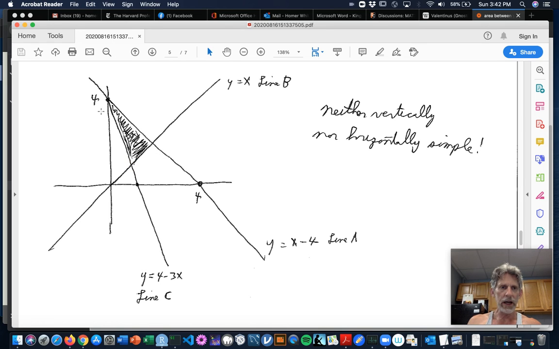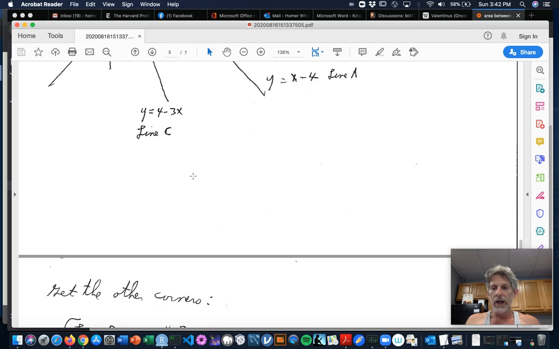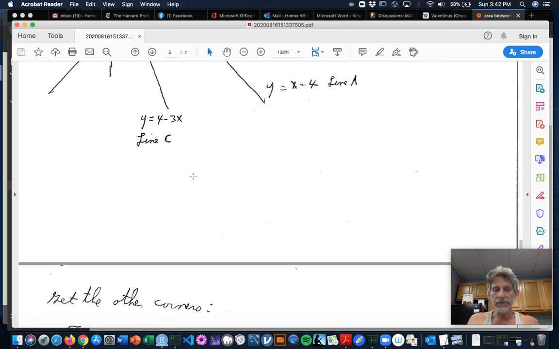And if you try horizontal strips, the formula for left and right is going to change right around this point here. So your life is not easy no matter which choice you make, horizontal or vertical strips. For purposes of illustration, I'm going to try both types of strip just to get us some more practice in setting stuff up.